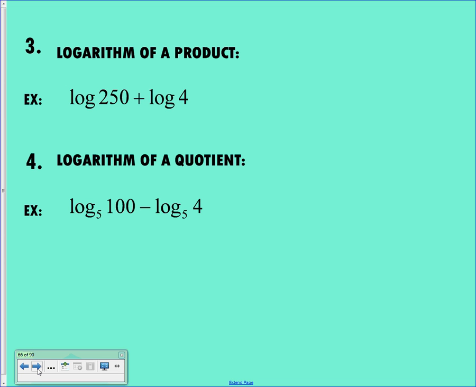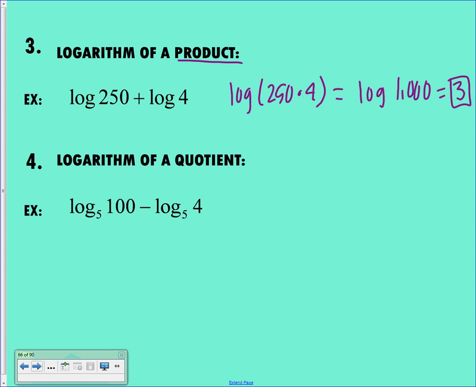The third one is logarithm of a product. That means if I have log of 250 plus log of 4, I can put that together by the product of those two, which would be log of 250 times 4, which is the same thing as log of 1,000. By putting those together, I can simplify log of 1,000 to be 3, because we know 10 to the third is 1,000. So by using these properties, we can simplify further.